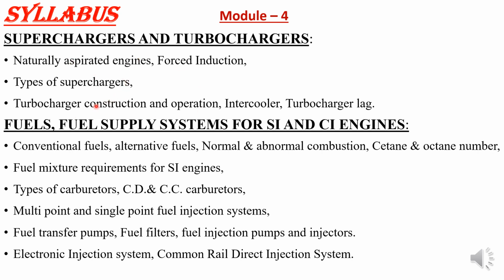Then we will go for conventional fuels and fuel supply system for both SI and CI engine. This part, the different types of conventional fuels and alternative fuels, you have already gone through in module 1. Already I have covered this part in module 1, so once again I am not going to cover it: conventional fuels and alternative fuels, as well as normal and abnormal combustion, cetane and octane number. Hence this part I am not going to deal with. So only this part I will go through.